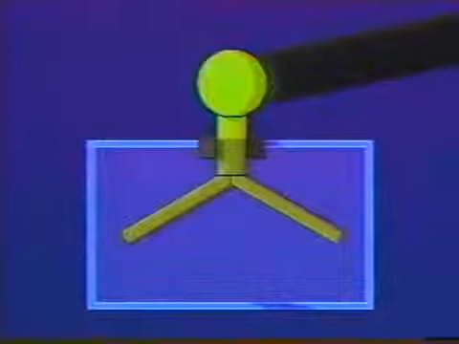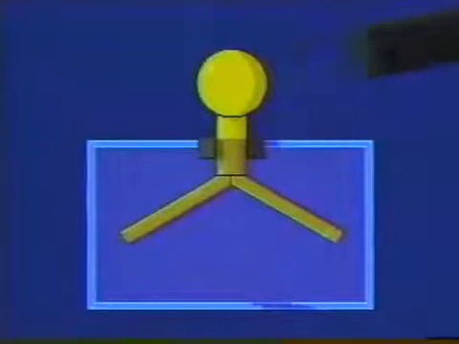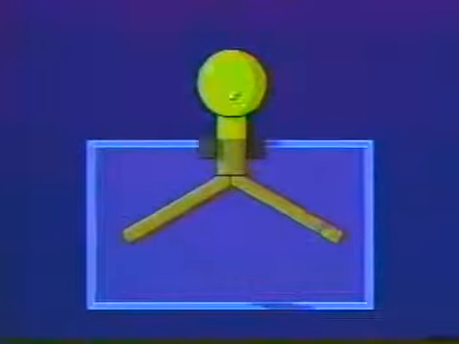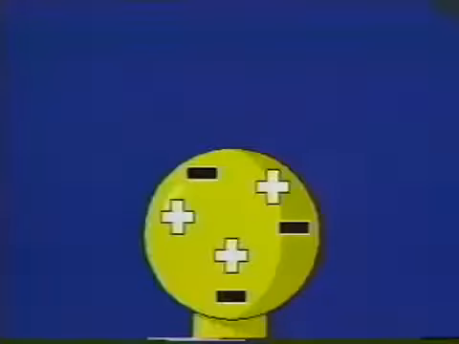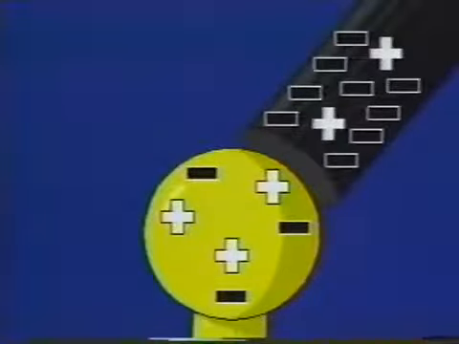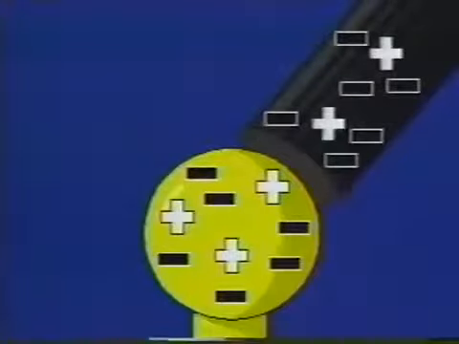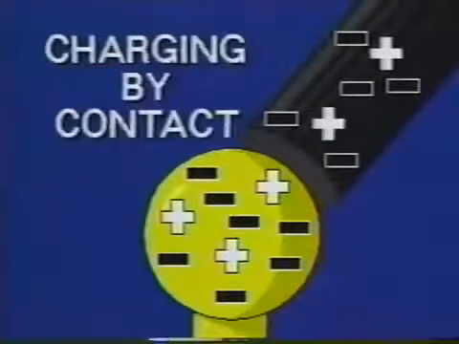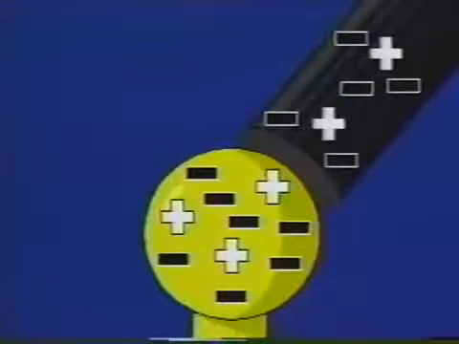We can explain this phenomenon by applying some of the theory we have just established. The initial charge on the electroscope is neutral. When the electroscope knob is touched by a negatively charged rod, a number of electrons jump onto the neutral knob. We call this process charging by contact.